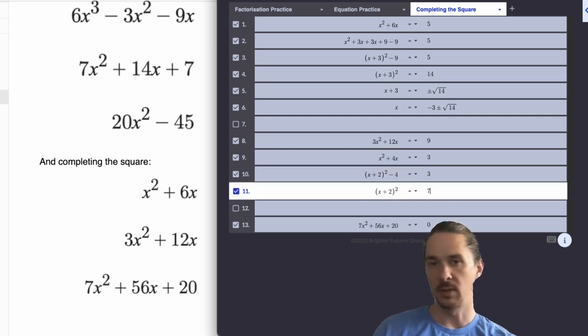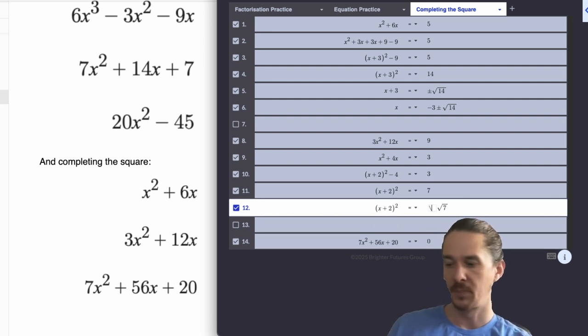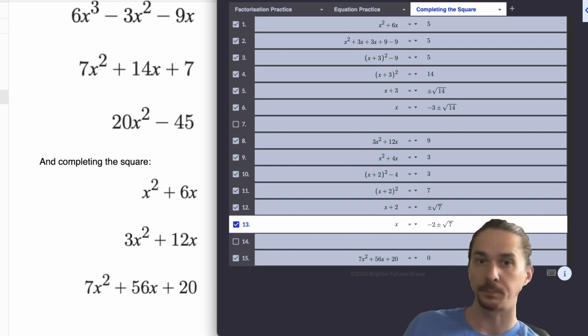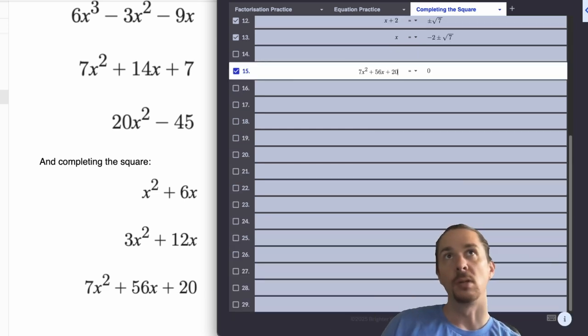So I'm going to take that minus 4 and add it on here, and then I'm going to square root everything. Make sure I remember the plus or minus sign, and then this side square roots, and so then we can say x is equal to -2 plus or minus the square root of 7. Awesome.